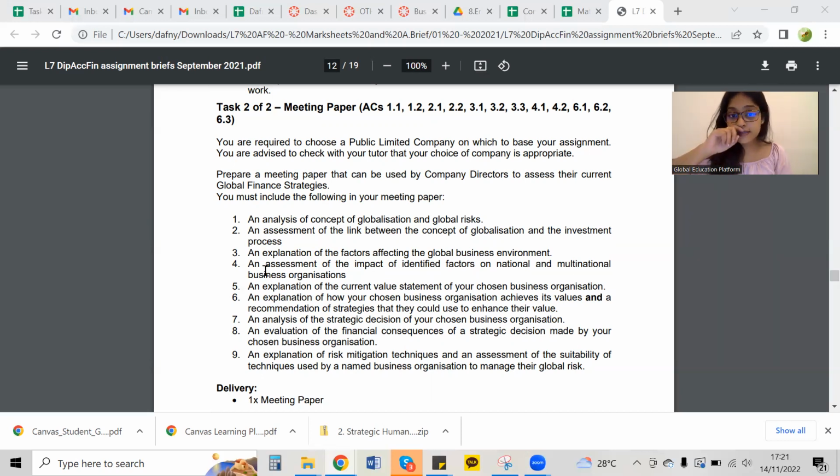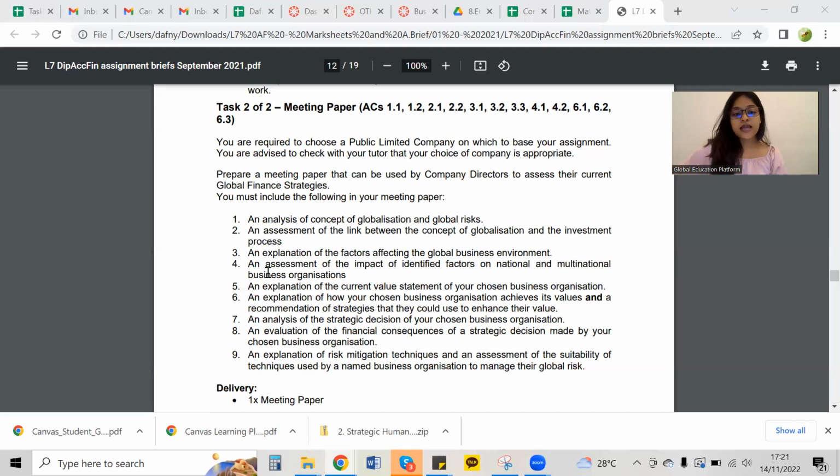Fourth section, an assessment of the impact of identified factors on national and multinational business organizations. So you have identified the factors on the third point. You've explained them in general. Now you're going to talk about the assessment of the impact that the factors you identified have upon the national and multinational business organizations. So you're going to talk about your local market and also the international market, right? The impact in the local and international. So that is about the fourth point.